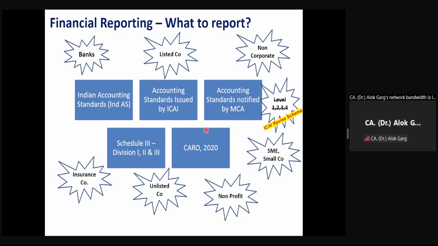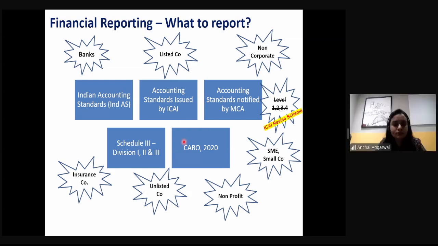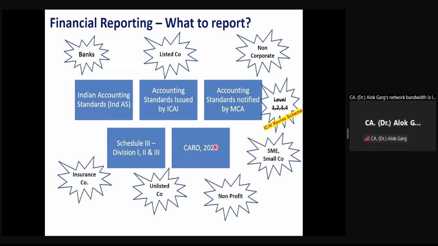Friends, then there is CARO. When the auditor is issuing its audit report, right? So we have seen that there are three sets of accounting standards. There are three formats of financial statements. Okay. Then for non-corporate, there is an ICAI guidance note, which is not mandatory, but it is recommendatory, and it is good to follow that, I would say.